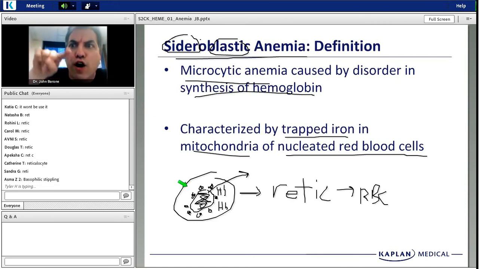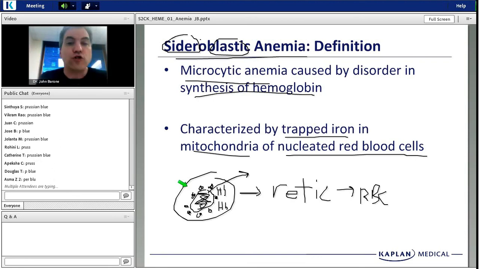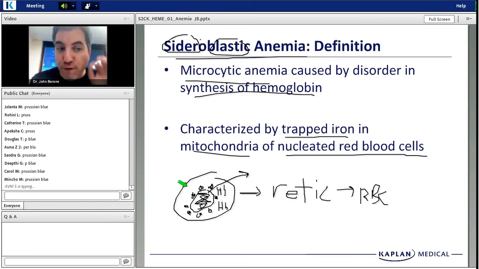The ring of iron, Nemo. To see the ring of iron, Nemo. What stain do I need? What stain to see it? Prussian blue. So right away, you know the diagnostic test in this one to confirm it.